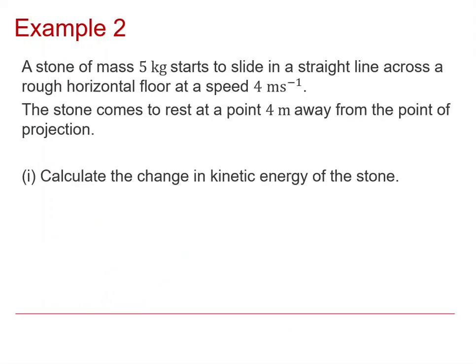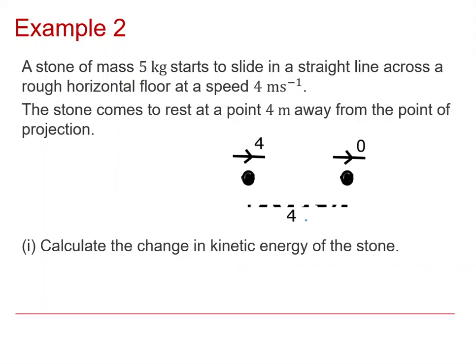Now let's look at something a little bit more complex. A stone of mass 5 kilograms is sliding across a rough horizontal floor, initially at a speed of 4 meters per second, and then it comes to rest. Now we'll assume in this, as we'll see, that the forces acting are constant, and we'll relate energy and work as before. So first of all, let's calculate the change in kinetic energy of the stone.